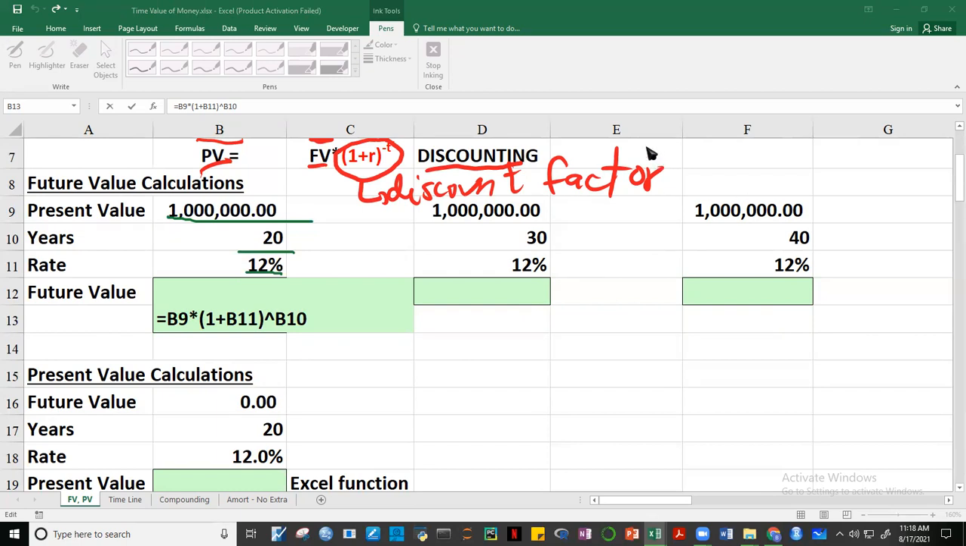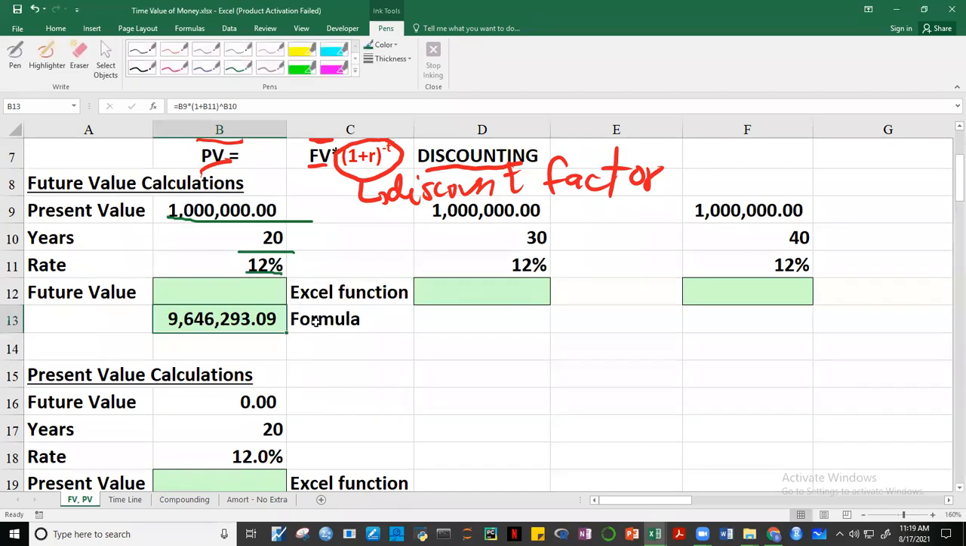Okay, what are you getting, guys? Paki-chat yung answer nyo sa future value. So yung 1 million ngayon, magkano siya in 20 years time, if the interest rate is 12%? Okay, 9646. Okay, so Mark, Mika, tapos meron din dito, Eva. I think you got the correct answer. Thank you. So, yeah, 9646293. Okay, so that's the future value using the formula.